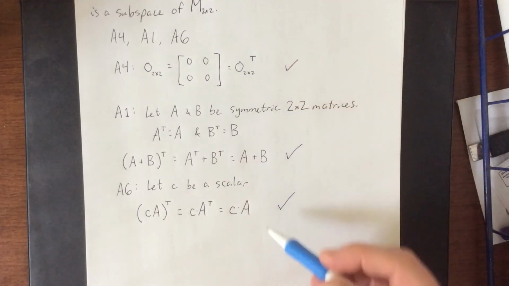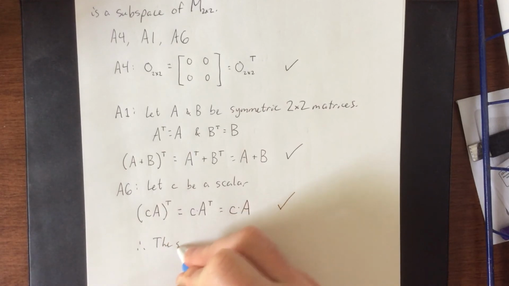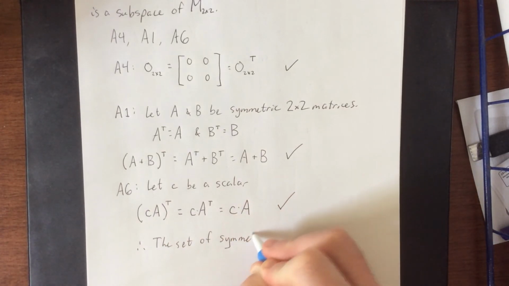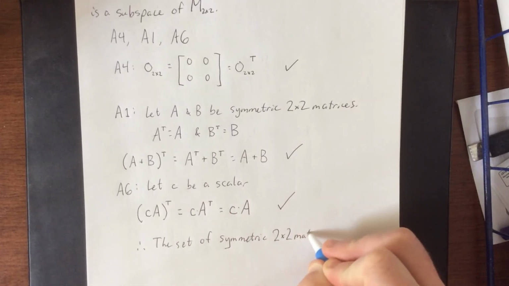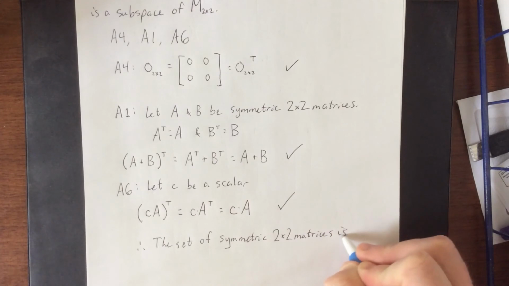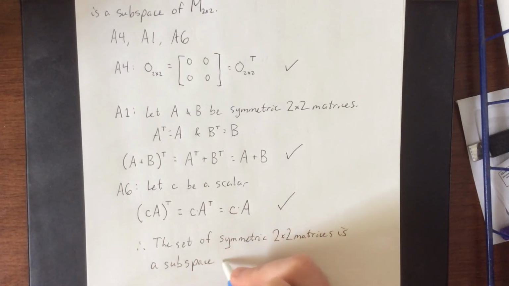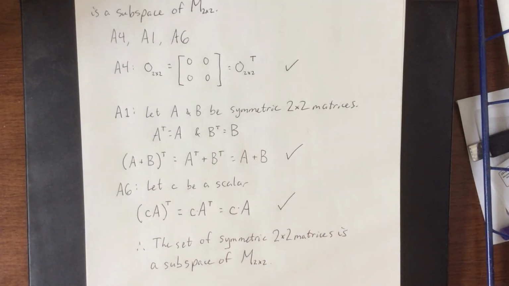So because all 3 of these axioms hold, therefore, the set of symmetric 2 by 2 matrices is a subspace of the set of all 2 by 2 matrices.